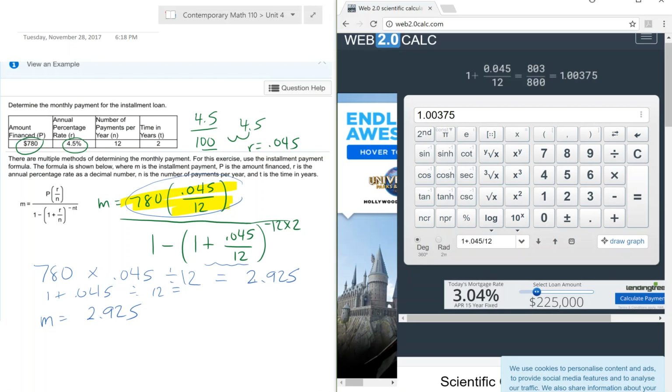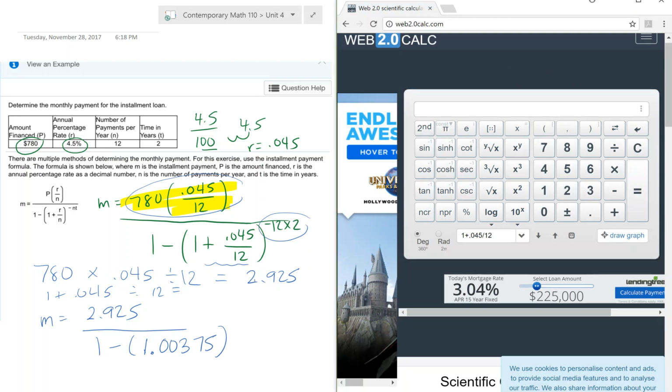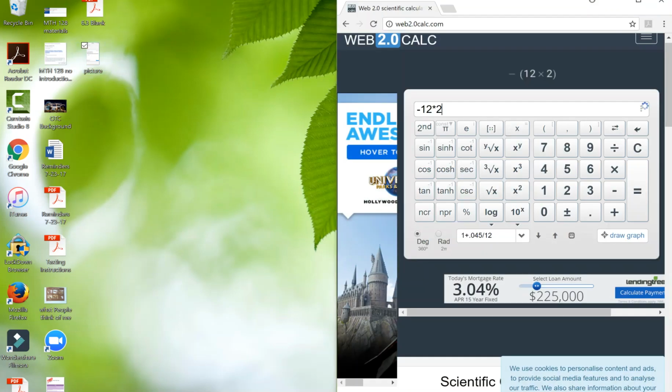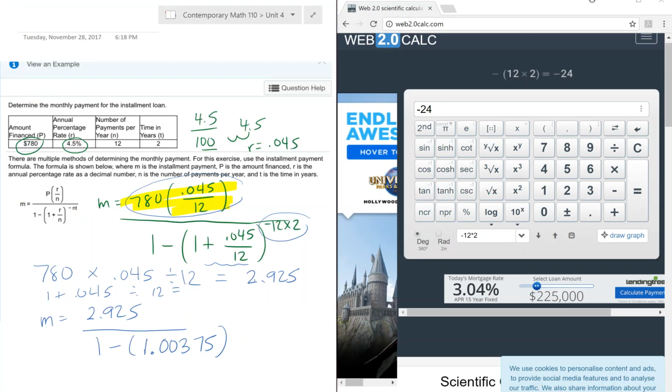Do not round that. Okay, so going back into my formula, now I have on the denominator 1 minus parentheses 1.00375. Now the power I'm going to go ahead and solve as well. Multiply negative 12 times 2. So hit your plus minus button and then hit 12. Well, you might have to hit it after. So if it doesn't come up, hit it after. So I did negative 12 times 2 equals. And that's going to give you negative 24. So my exponent is going to simplify to negative 24.